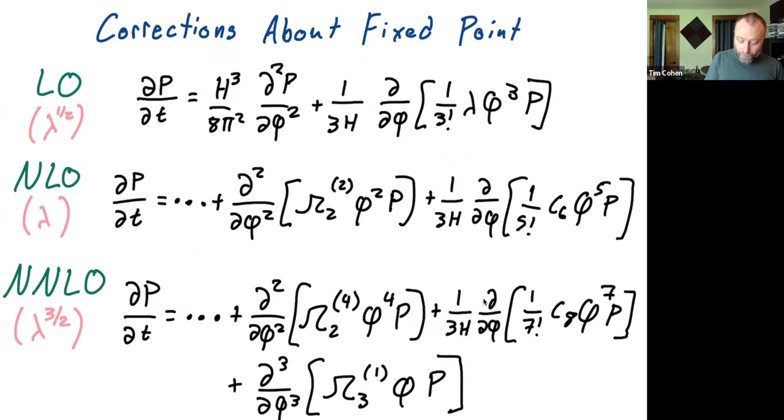At next to leading order, the new terms on the right-hand side scale like order lambda, and we have two new types of terms. I'm sorry, we have a correction to the two derivative term that was here, and we have a correction to the one derivative term here. The first new types of contributions to the quantum noise only appear at next to next to leading order, order lambda to the 3/2 in this power counting. We again get a correction to the two derivative term, a correction to the one derivative term, but now this new contribution appears, which has three derivatives.